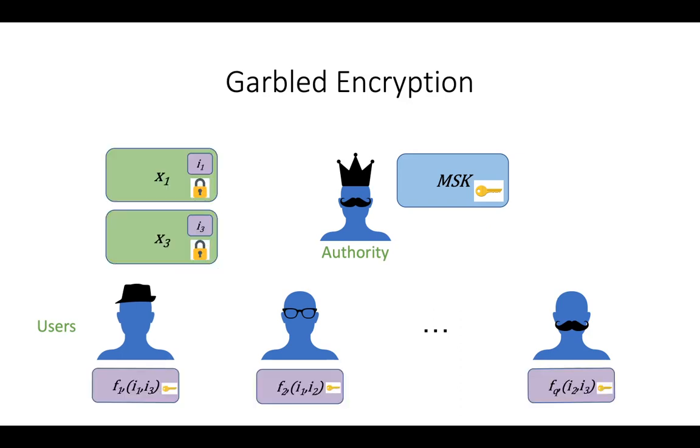Okay, and then anyone possessing the master secret key can broadcast encryptions of messages. So in this case, X1 is encrypted with index I1, and X3 is encrypted with index I3. Then users that possess function keys are able to compute on these ciphertexts. In this example, the first user is able to learn F1 evaluated on X1 and X3, since they possess the function key for F1 associated with the indices I1 and I3. However, the two other users are not able to learn anything, since they don't have access to a ciphertext with index I2.